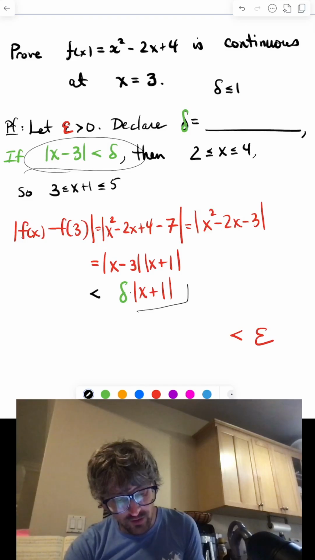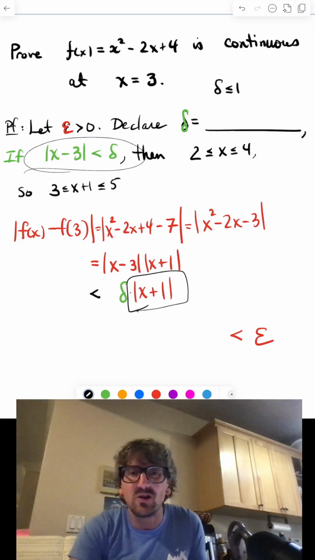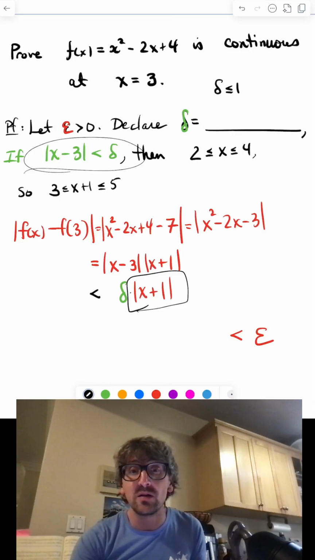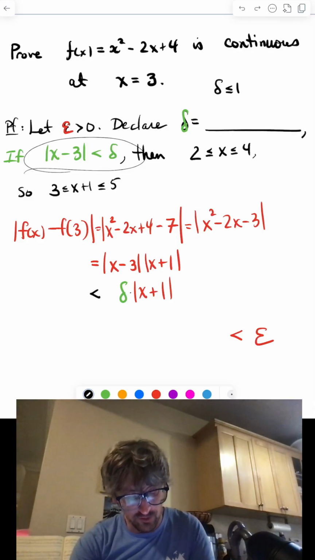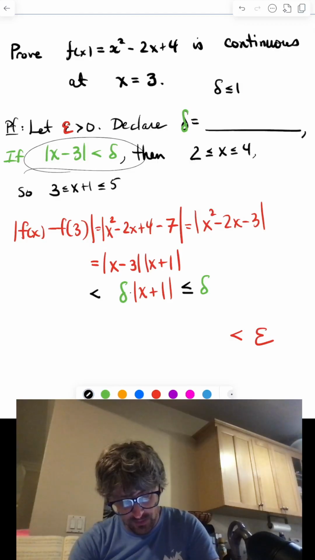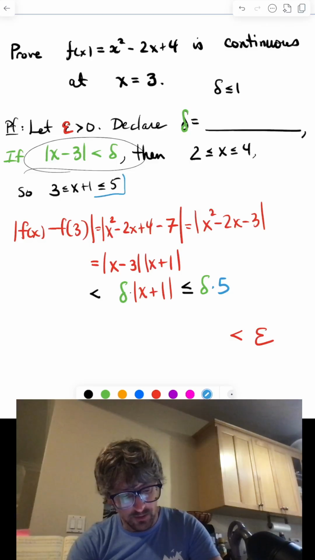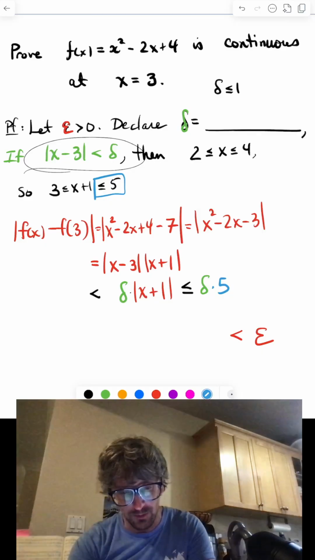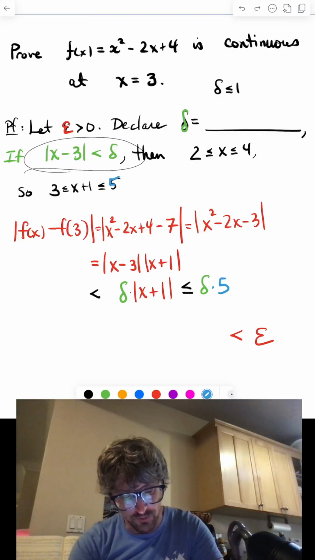And so that factor down here that we were looking at, the absolute value of x plus 1, is some number between 3 and 5. And so no matter what it is, this will be less than or equal to delta times 5. Maybe I'll put that in a little box there to indicate where that's coming from. Or maybe I should just make this a blue 5.